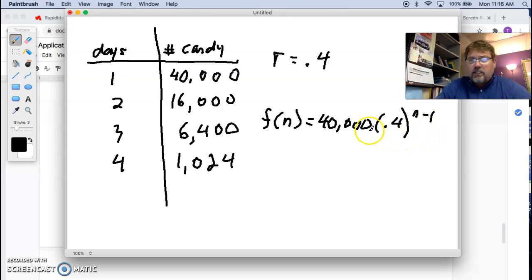Now, notice this is a decreasing geometric sequence. That's fine. When someone says it's growing exponentially, people have a tendency to think that it's blowing up and getting huge, but that can mean that it's going down exponentially and decreasing, and that's what this one happens to be doing.